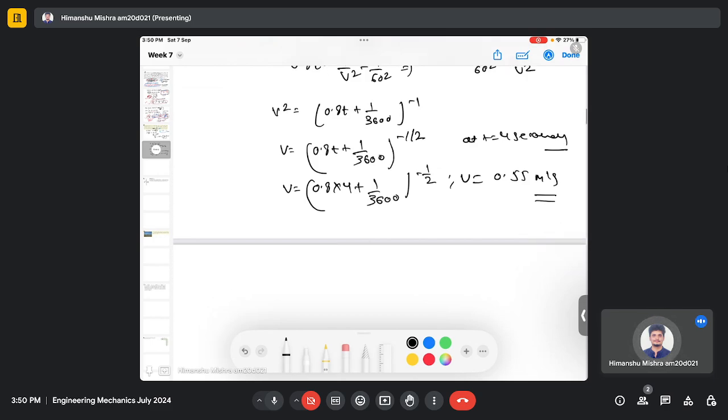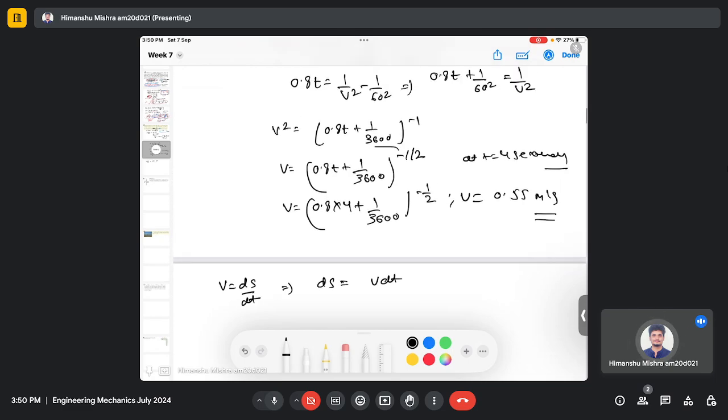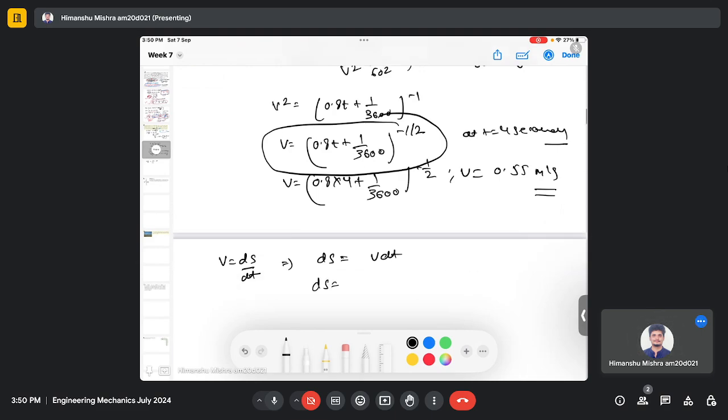Now you can use another general formula to find the position at time equals 4 seconds, which is the velocity, given as the rate of change of position. So to find the position, I can write this as v dt. And you already know what v is, this is my expression of v which we found. So this is from 0 to s, and this is from 0 to t, and the expression of v is 0.8 t plus 1 by 3600 to the power minus 0.5 dt.